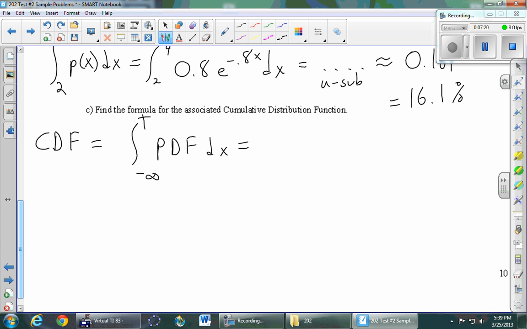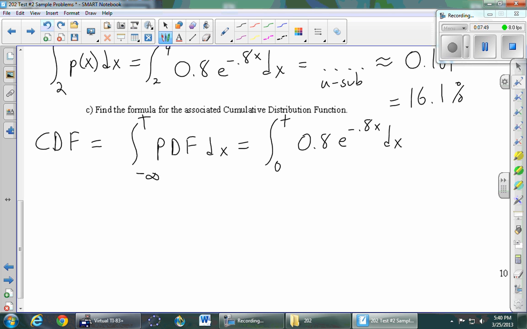Okay, so the integral from minus infinity to t is actually the same as the integral from 0 to t, because until you get to the positive numbers, the PDF in this case, that function at the top, is just 0. So it doesn't contribute anything until you get to the positive values of x. So let's copy the formula right here. This is 0.8 e to the minus 0.8x dx.